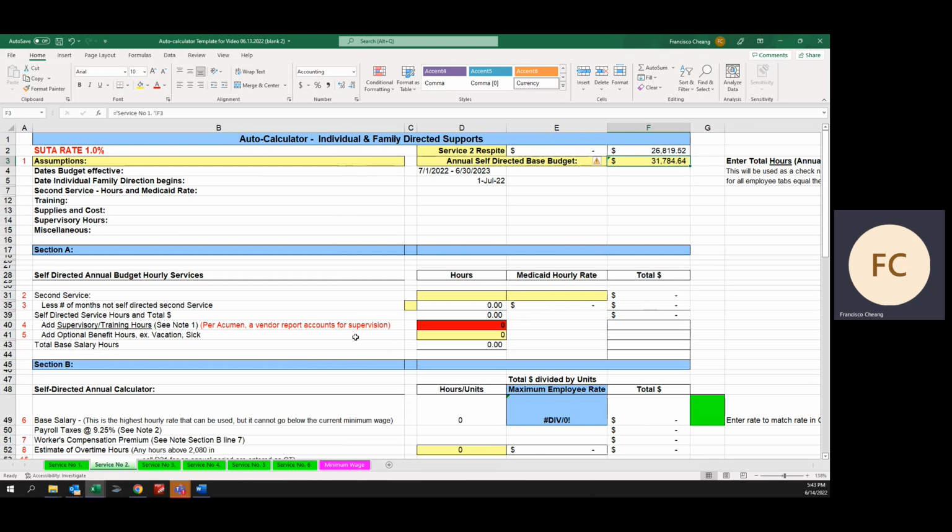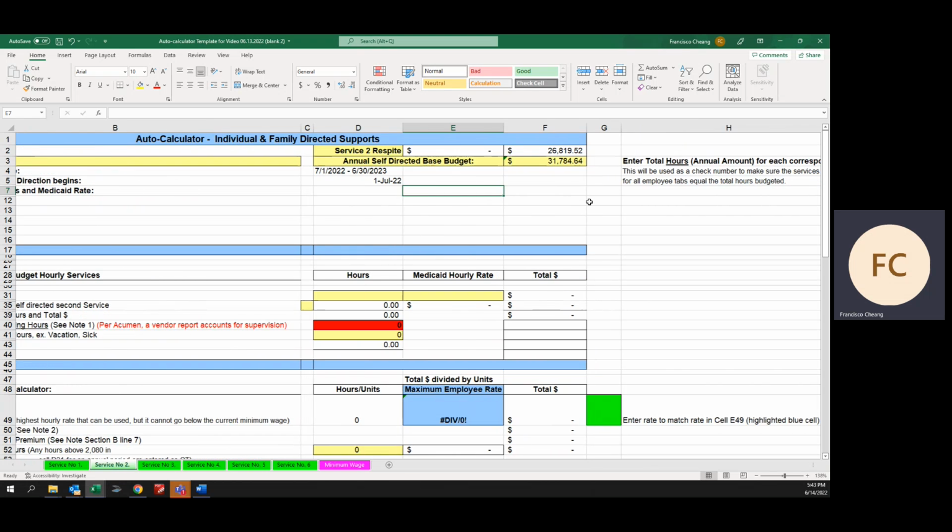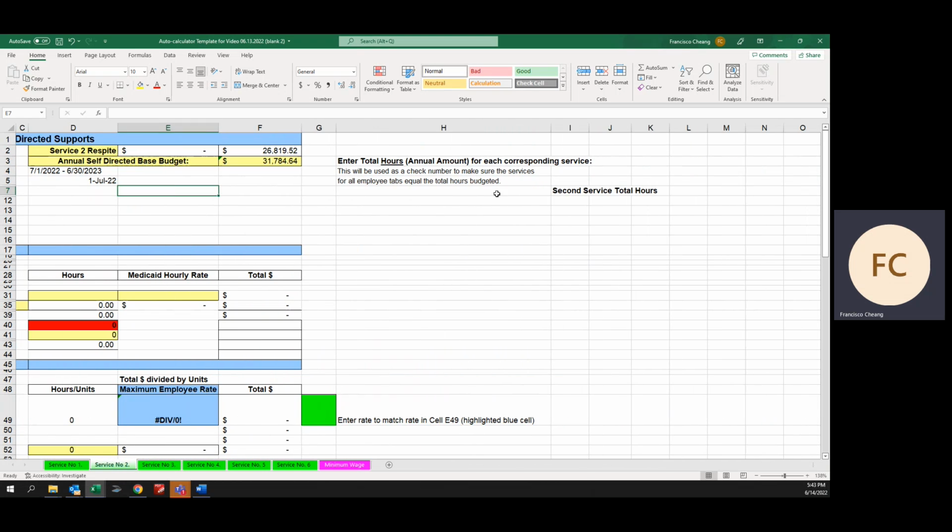Service number 2 is going to be the respite again. And we're just going to follow the same exact steps we followed in the first service, on the first page. So we're going to go right ahead in here, and then we're going to put in here respite, 288 hours per year.